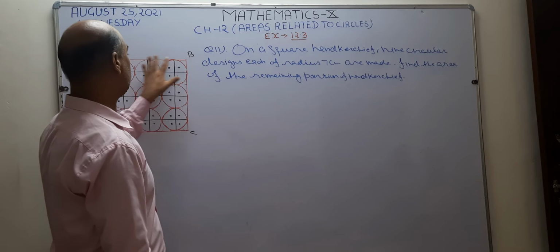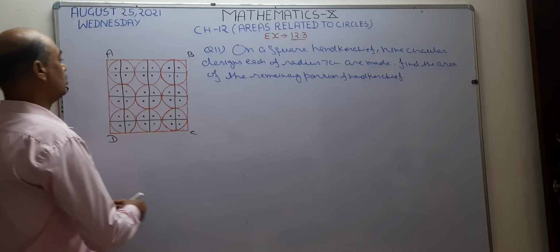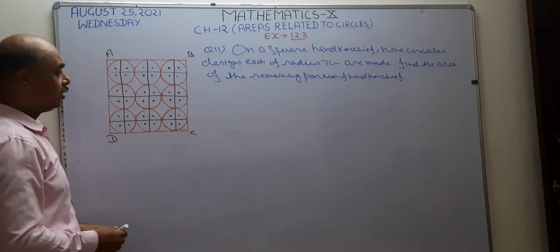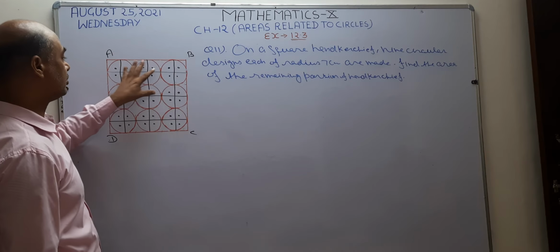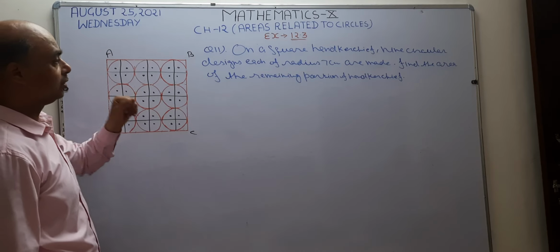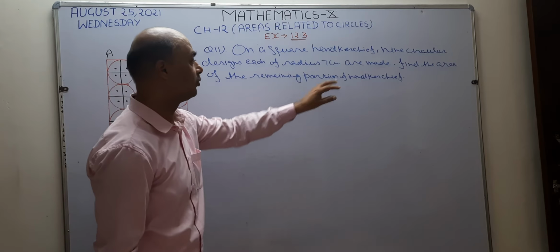So this is the shape of the square. From this square, we are going to subtract these 9 circles. After taking these 9 circles out from the square, what is the remaining portion of this handkerchief? This is the question. Find the area of the remaining portion of the handkerchief.